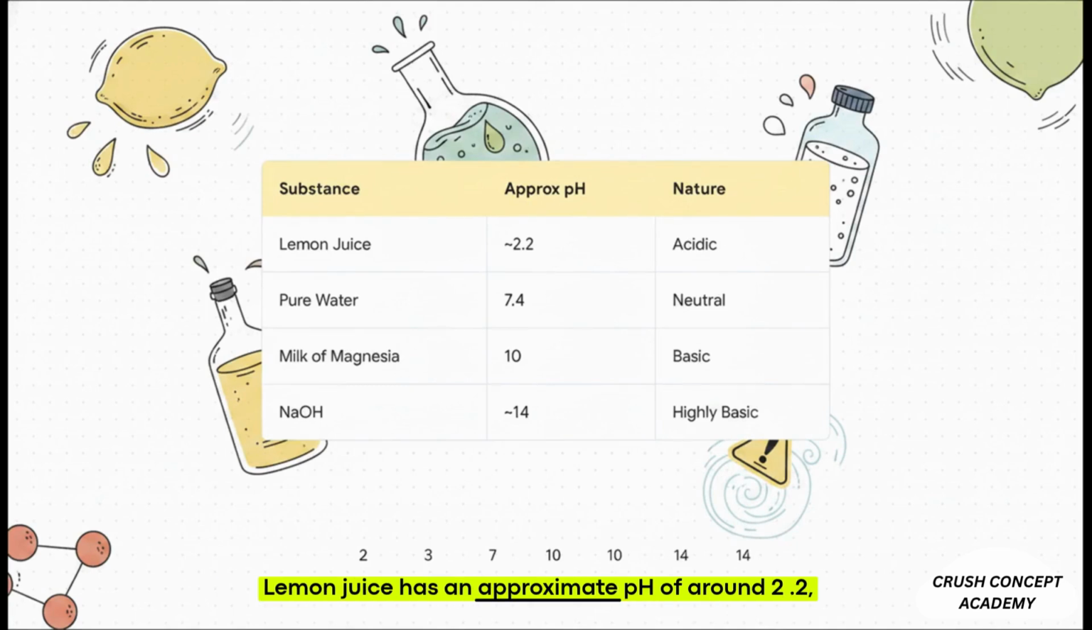Lemon juice has an approximate pH of around 2.2, making it quite acidic. Things like pure water and human blood hover right around that neutral 7 to 7.4 mark. If you take an antacid, something like milk of magnesia, you're looking at a basic 10. And a strong industrial chemical like sodium hydroxide shoots all the way up to a highly basic 14.